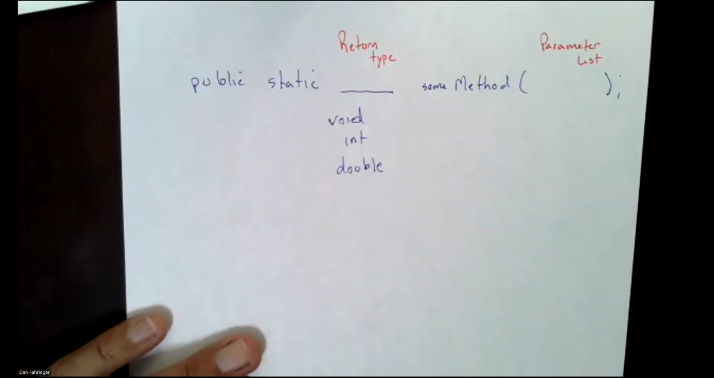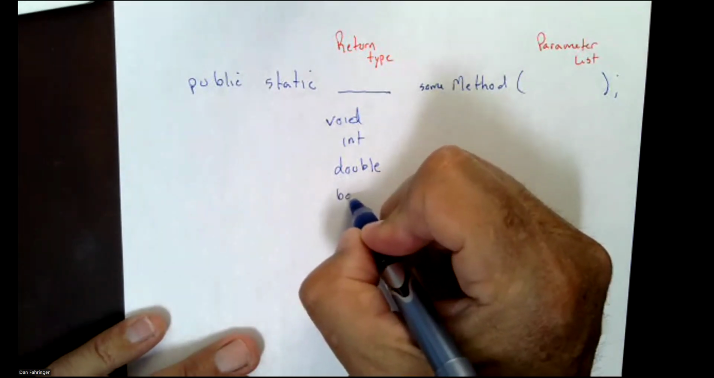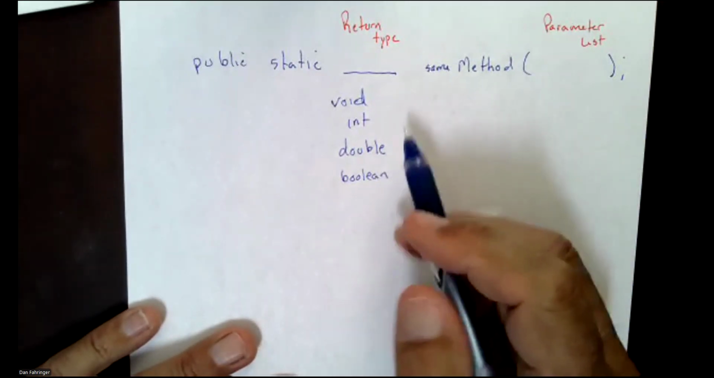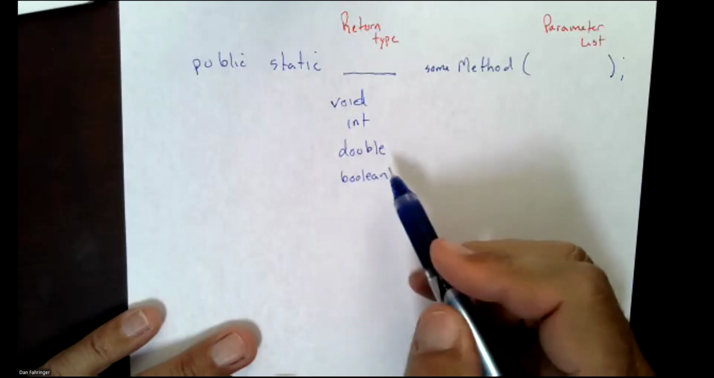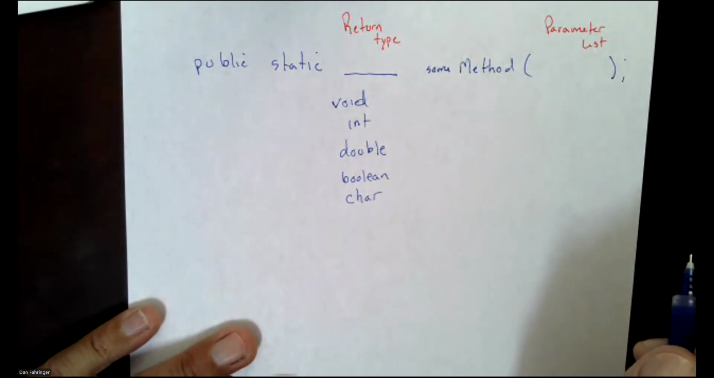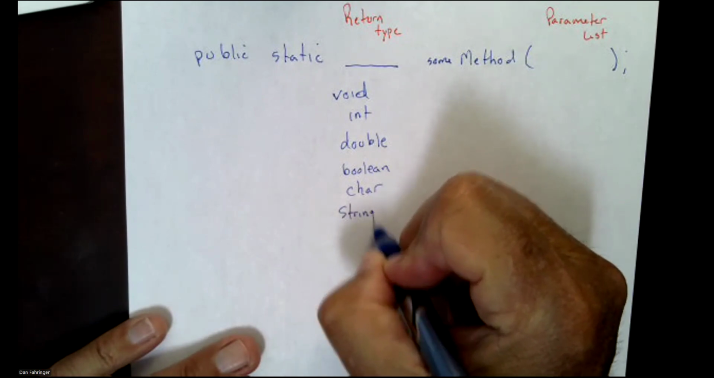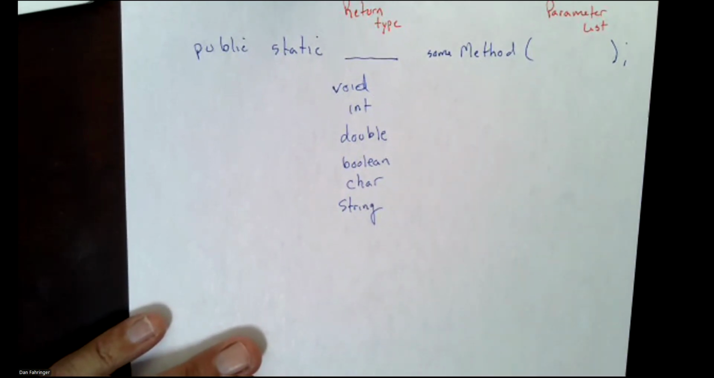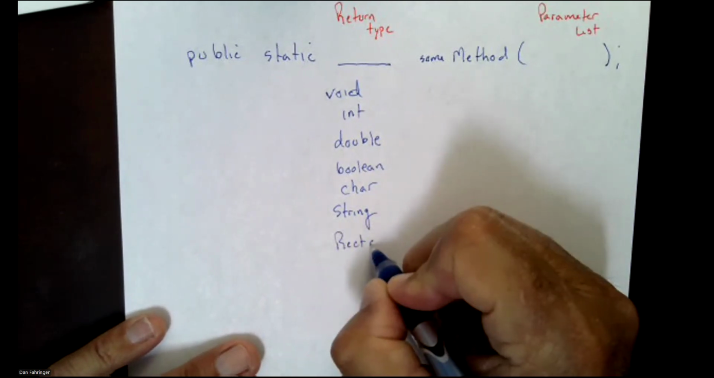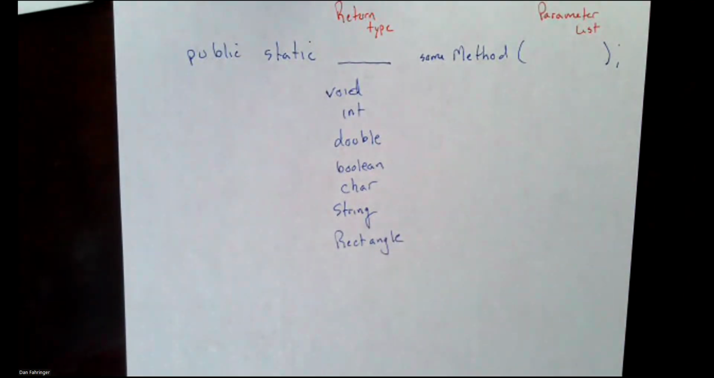Give me another one. What else can I return? Boolean, and another. Float, I guess. Could do a float. Yeah, that comes in the double family. Or we could return just a char if we wanted. We could return a string. What else could we return? Rectangle. We could have a return type that's a rectangle.